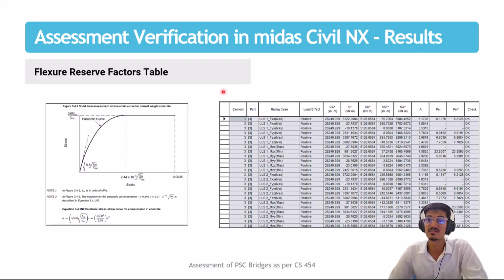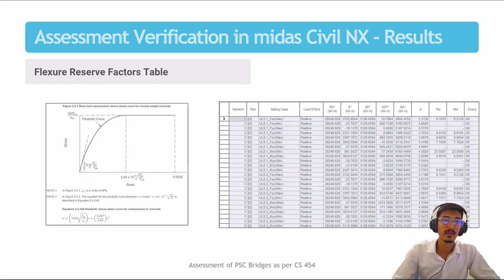The assessed resistance is basically calculated from the CS455 stress range relationships and the material models that we have already defined. And that is compared with the assessment load actions that we have defined as per CS454. The reserve factors and the adequacy factors clearly indicate how much flexural capacity remains for each of the governing load cases and positions. So this is for element number 3 only.